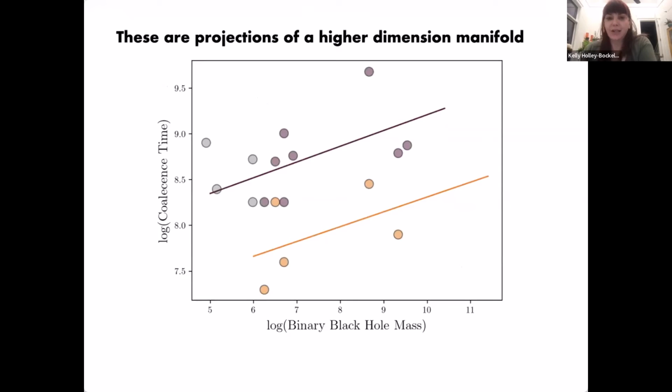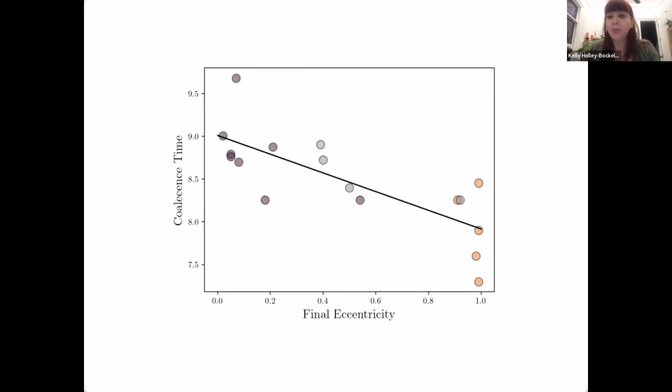And the big deal is that this scatter means that we've got some higher manifold going on, and that these are projections of that higher manifold. So we see the log of the coalescence time as a function of binary black hole mass. And again, you sort of see 2 categories, but a lot of scatter. One clue comes in the final eccentricity. So the final eccentricity of the system really matters in determining the coalescence time, even if something has a high scattering rate. If it comes in at a low eccentricity, then it takes much longer to merge. That we sort of knew, but it's nice to see it plotted here.